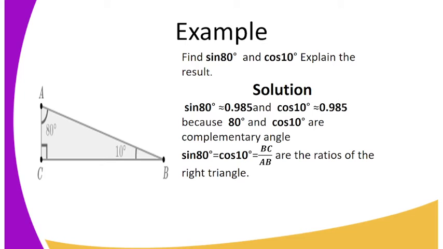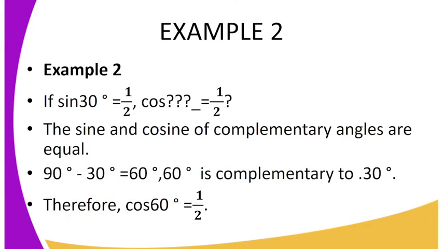In example 2, if sine 30 is a half, find the angle that will bring a half. So the sine and cosine of complementary angles are equal, you remember, and you said that complementary angles add up to 90. So to get the next angle, you do 90 degrees minus 30 degrees, you get 60 degrees. So 60 is the complementary angle to 30 degrees.